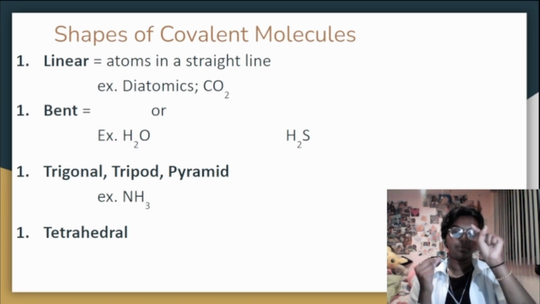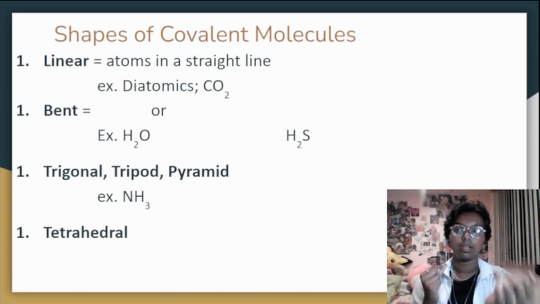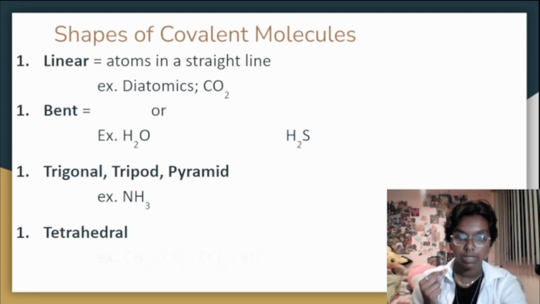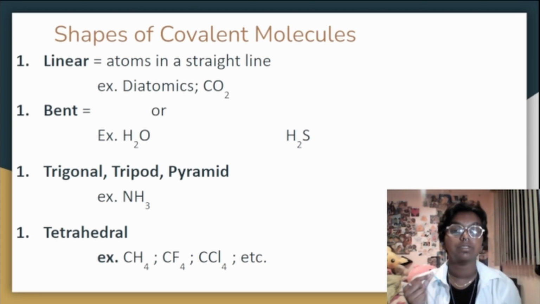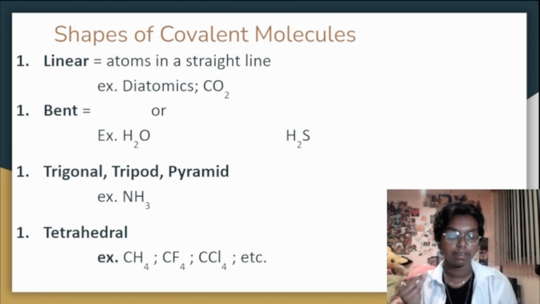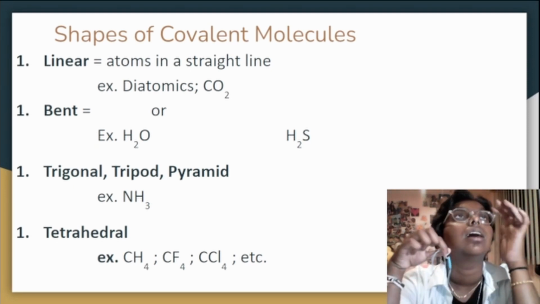Pretty much you would have the N on top, and you would have 3 bonds of hydrogen forming a triangle shape, like a pyramid shape. And then tetrahedral, CH4, CF4. What does that look like?